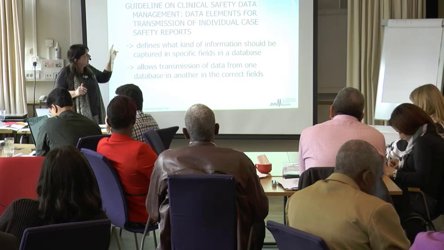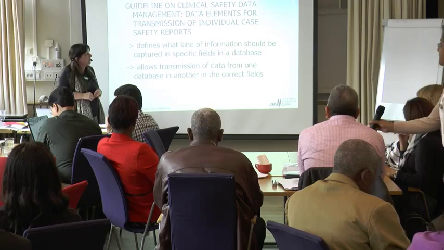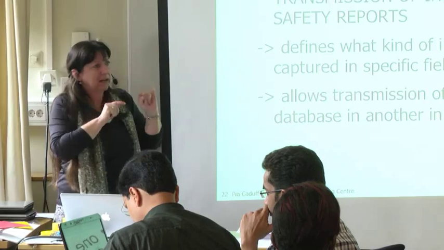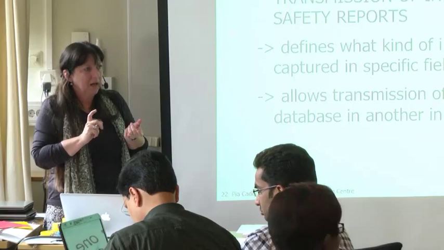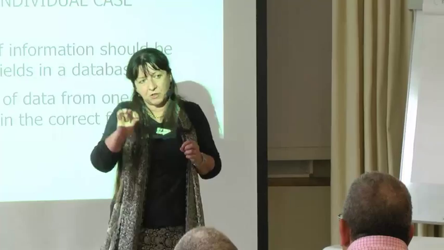E2B is a guideline issued by the International Conference of Harmonization, and it defines which fields in a database contain what kind of information. If we adhere to this guideline and use the data fields accordingly, then our databases will be able to talk together. So E2B is not a special report. E2B does not refer to the reporting forms that are back there. E2B is simply the specification of data fields in a database, a guideline on how to do this.